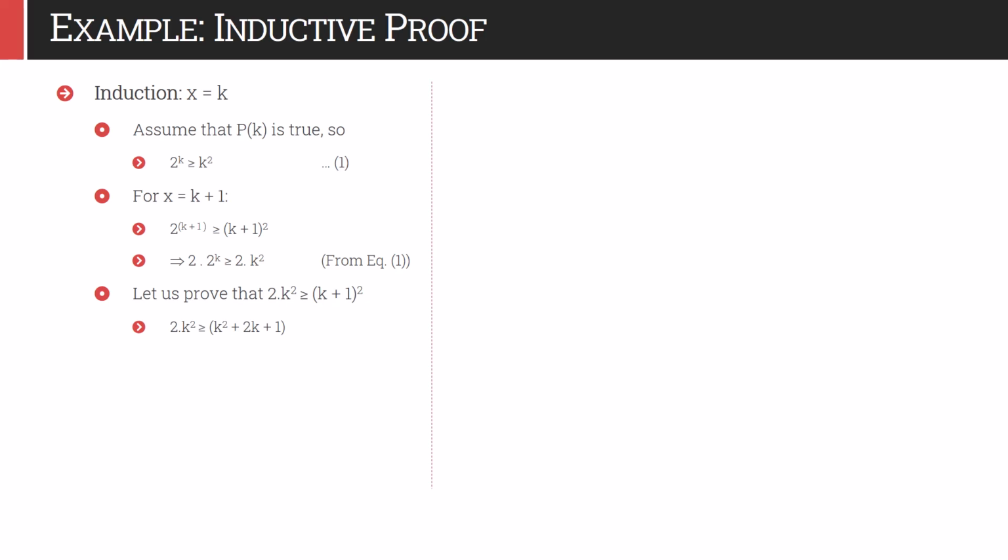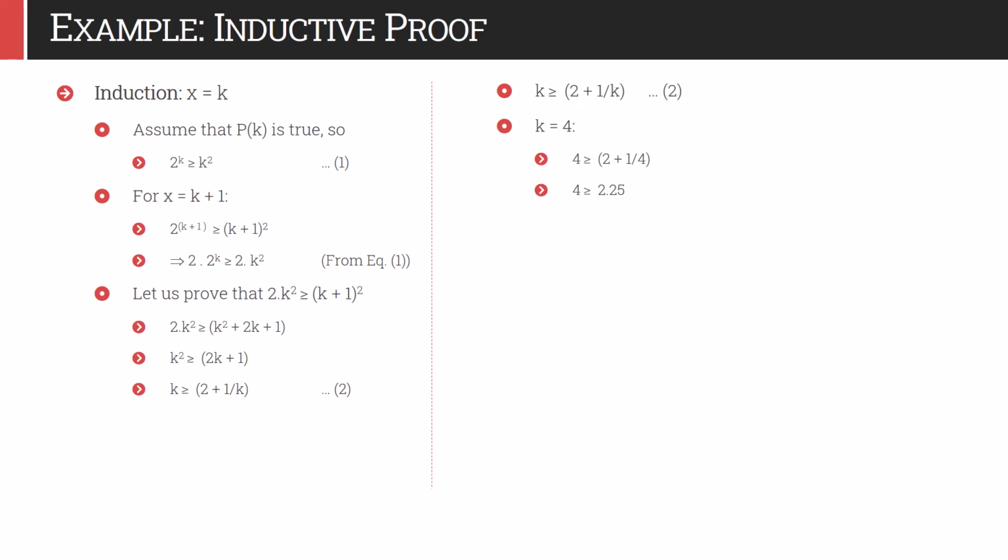So 2 k square is greater than or equal to k square plus 2k plus 1. Then k square is greater than or equal to 2k plus 1, as k square has been removed from both sides. And then we can say that k is greater than or equal to 2 plus 1 by k, as on both sides we have divided by k. If k is greater than or equal to 2 plus 1 by k, then we can say that our claim is true. So let us test it for different values of k.